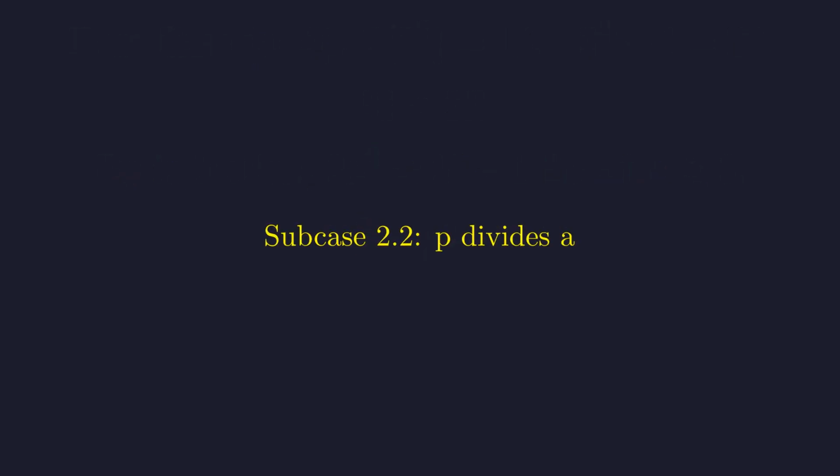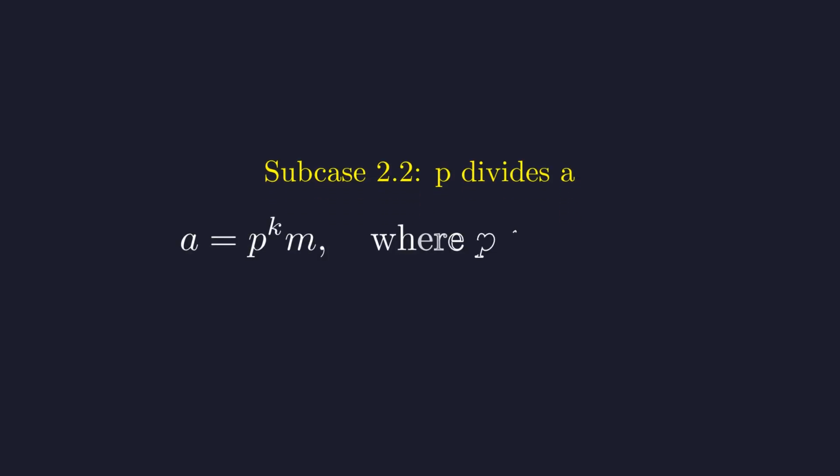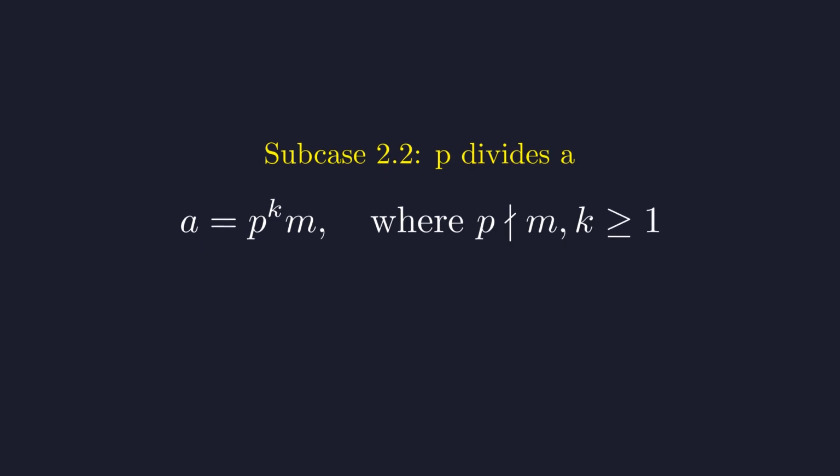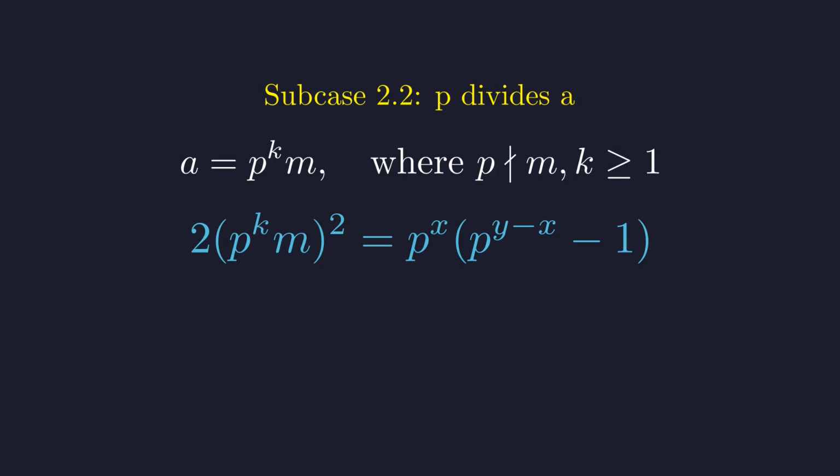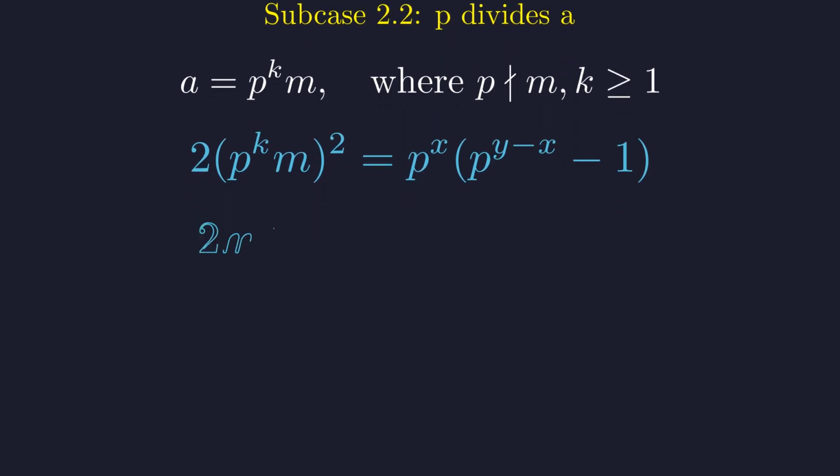Subcase 2. p is an odd prime and divides a. We write a as p to the k times m, where p does not divide m and k is at least 1. Substituting this form of a into our central equation yields this result. Expanding the left side, we have 2m squared times p to the 2k.